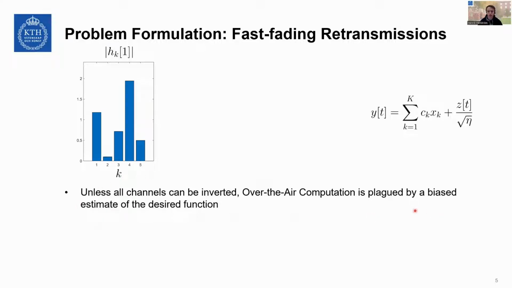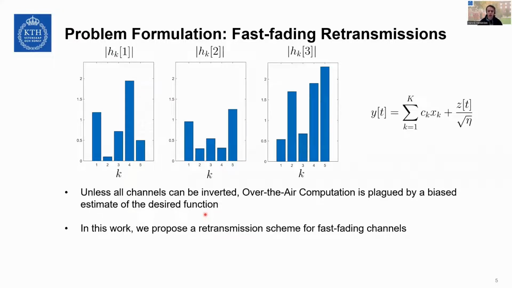And as long as you have some channel that cannot be inverted, you inevitably have some estimation error at the receiver. But if you were to transmit the same message X multiple times in the uplink, then you can sample independent channel coefficients from the wireless channel. And quickly, the probability that all of these devices have at least one good channel rises very quickly with the number of retransmissions. So specifically, we're looking to get rid of this bias.